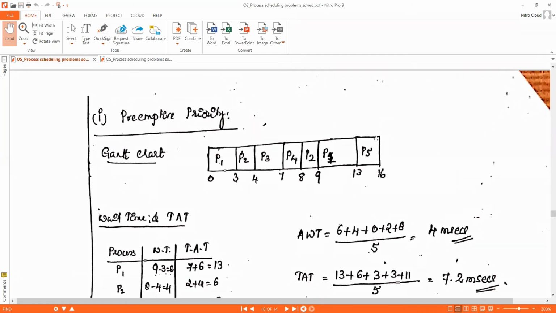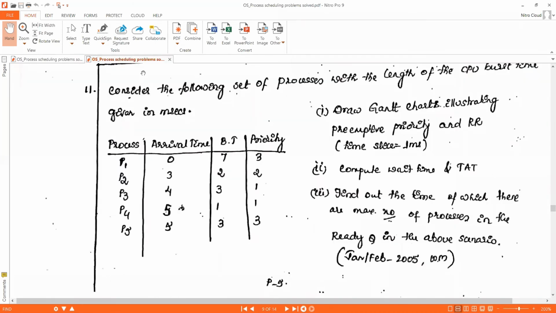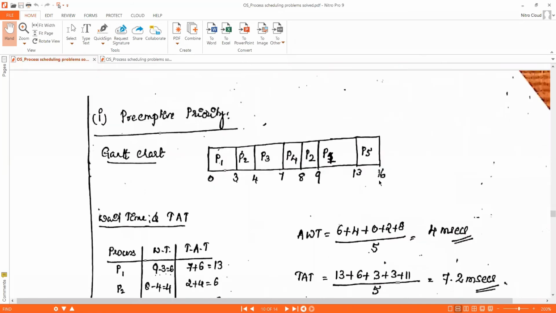Next, the CPU will be allocated to process 5. What is the burst time of process 5? Process 5's burst time is 3 milliseconds. At clock time 16 milliseconds, the CPU will complete executing all the processes. This is the Gantt chart we have drawn using preemptive priority scheduling.